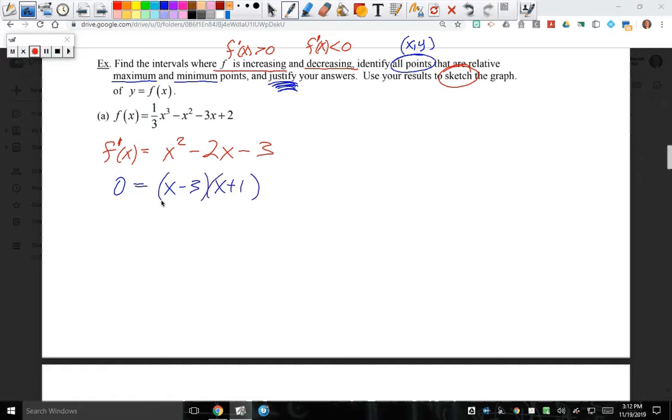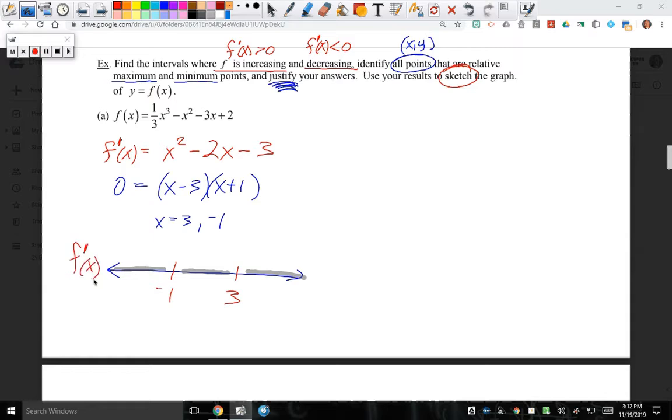Do you agree with my factoring? Yep. So my zeros will occur at 3 and negative 1. So here, I'm going to put one at negative 1 and one at 3. How many intervals am I testing? 3. What is the name that you could give this number line? Say again? Yep, f prime of x.